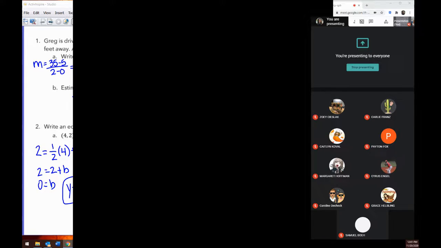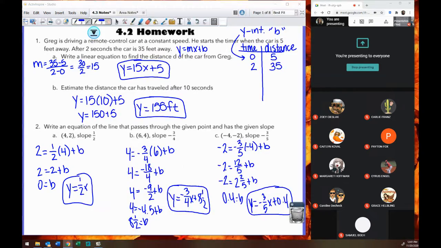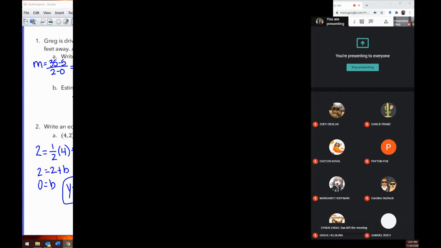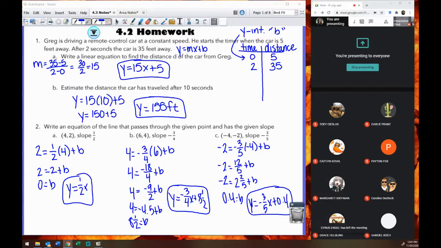And then number 2 was just straightforward, find the equations for the lines. There was a lot of fractions in there. If you wrote your fraction in different forms, it's fine. I kind of went back and forth with what I was writing. Decimals, mixed improper fractions. But were you all good with number 1 and number 2?